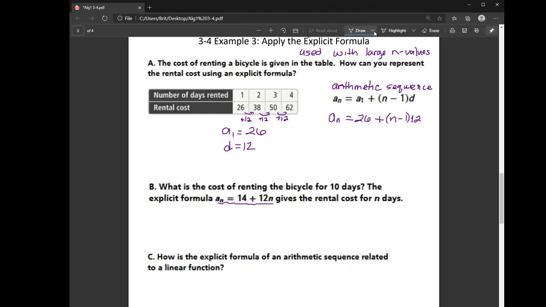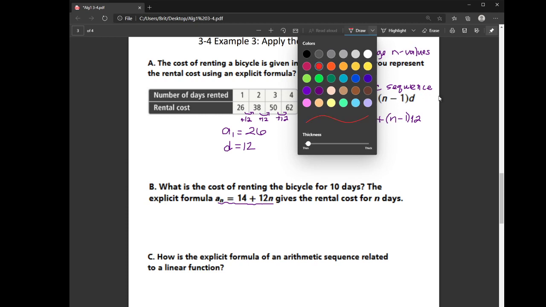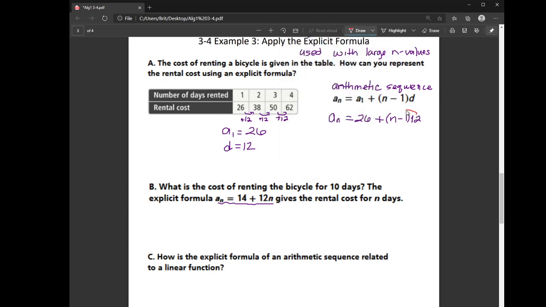All right. So the way that we do that transition is I distribute this 12 to the parentheses. So 12 times n is 12n. And 12 times negative 1 is negative 12.